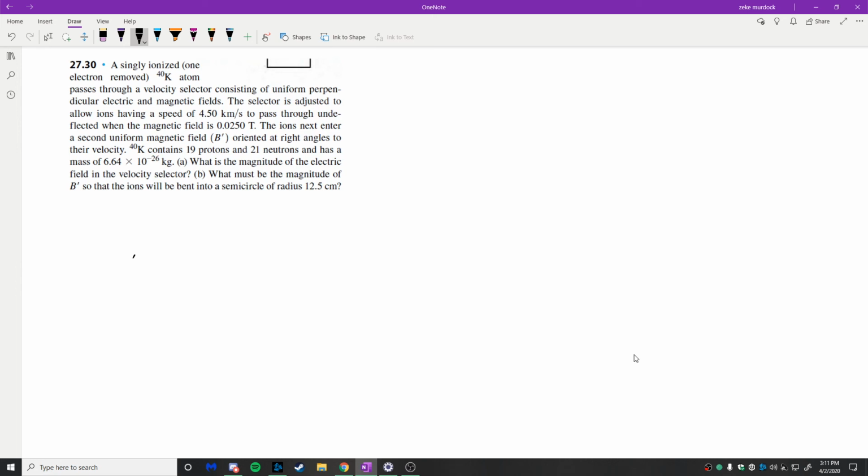Okay, the selector is adjusted to allow ions having a speed of 4.5 kilometers per second, so that's our velocity. That's coming out of the velocity selector. We also know this is equal to E over B inside the selector. It says the ions pass through undeflected when the magnetic field is 0.025 Tesla. So we also know that B is equal to 0.025 Tesla.